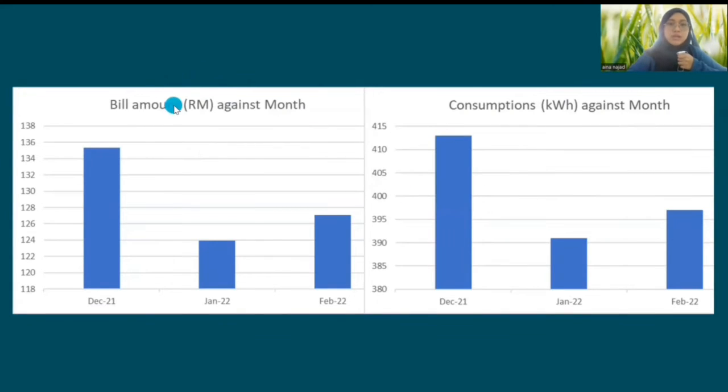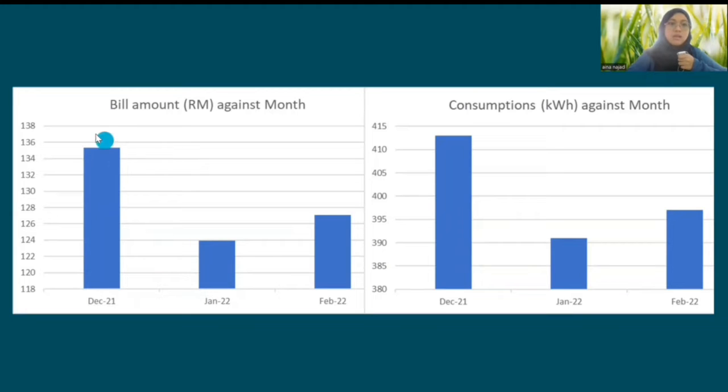There are 2 graphs that have been plotted from the previously collected data. The first is bill amount against month and the second is consumption against month. From this graph, we can see that in December 2021, the bill amount and consumption are the highest compared to the other 2 months. This is because during December 2021, all members in the house stayed at home for the whole month.